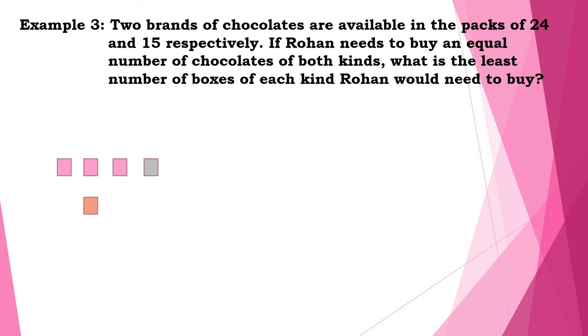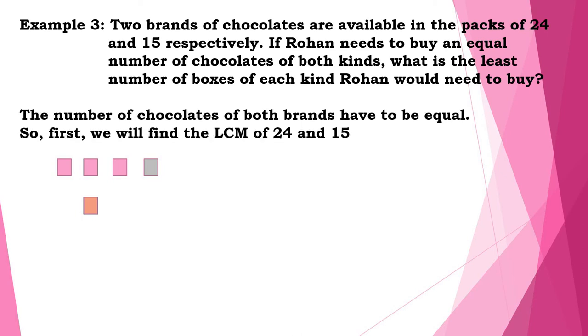See, in this case, 2 types of chocolate packs are there. In one pack, 24 chocolates are there, and in one pack 15 chocolates are there. Okay, and Rohan is buying both kinds of chocolates. Okay, and the number of chocolates should be same. Okay, so obviously that number would be greater than these two numbers, greater than 24 and 15. So we will find the LCM in this case.